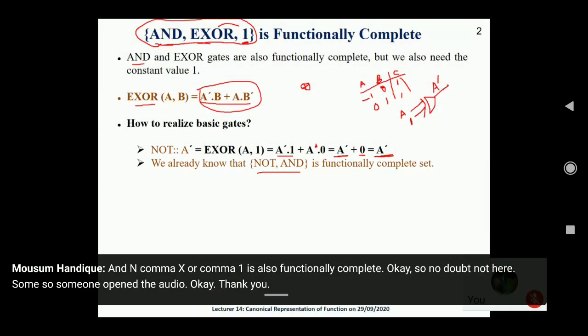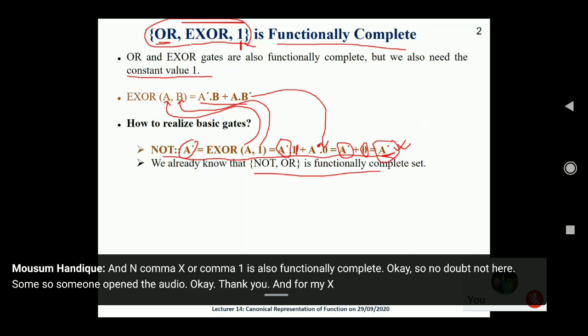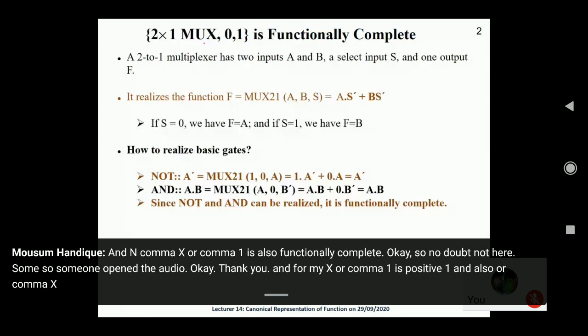AND, XOR, 1 is functionally complete. And also OR, XOR, 1 is also functionally complete.